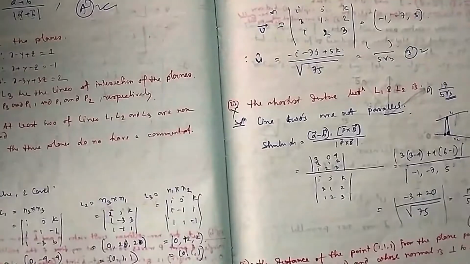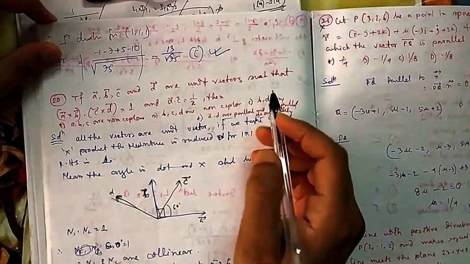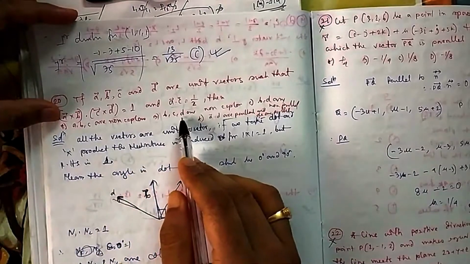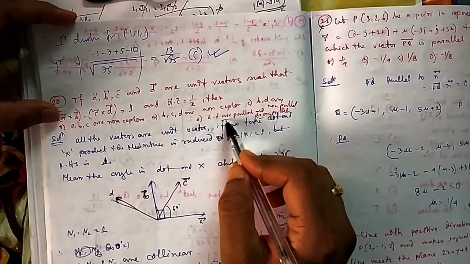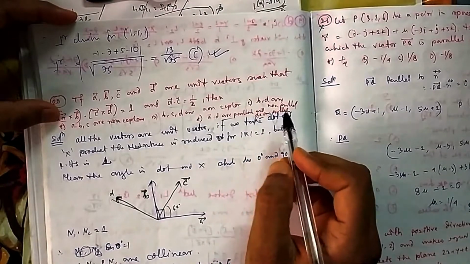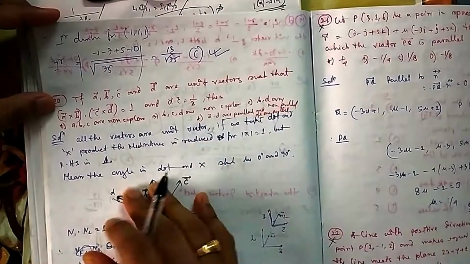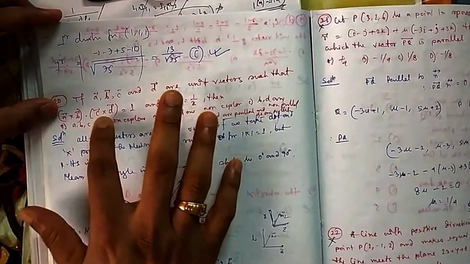Again 19C, 19D, all these are based on 3D. If A, B, C, D are unit vectors such that this is given and AC is given, then A, B, C are non-coplanar, B, C, D non-coplanar, B and D are non-parallel, A and D are parallel, and D and C are parallel. This is given. So you can see all these options in the questions. All these vectors are unit vectors, and they have given what is A cross B dot C cross D.